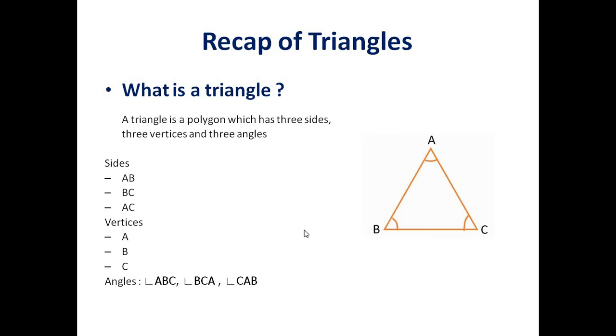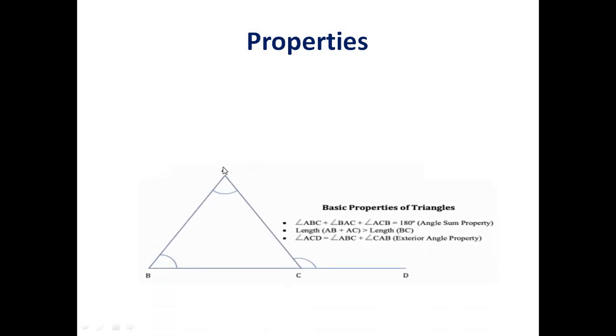Once you understand this, we will understand the properties of a triangle. Let's say you consider a triangle, let's take this example, ABC is a triangle and I have extended this to D. Looking at the first property, angle ABC, angle BCA, and angle ACB, we are trying to add the sum of three angles in a triangle, and that is equal to 180 degrees. This we will call the angle sum property.